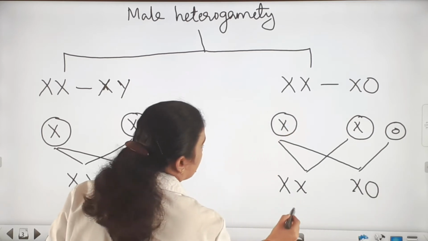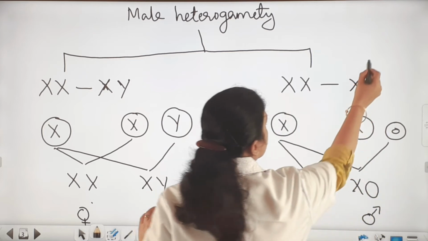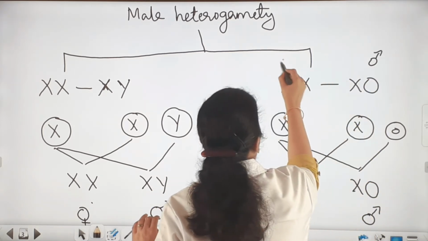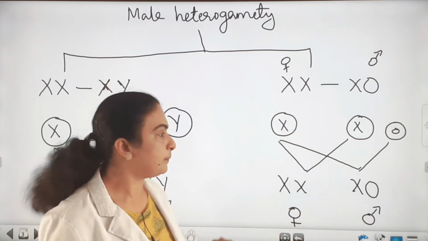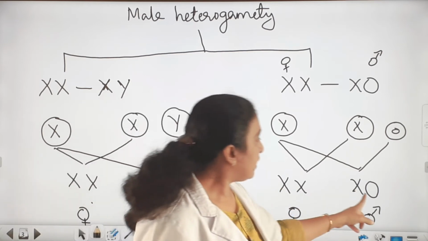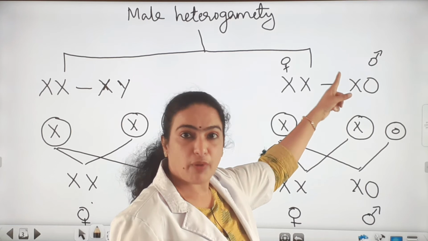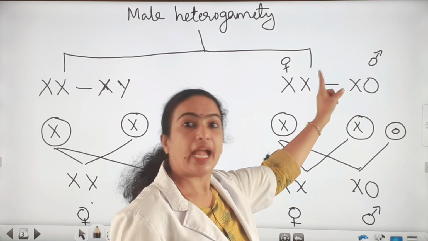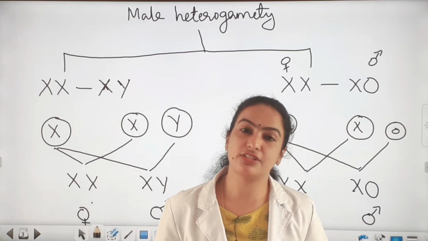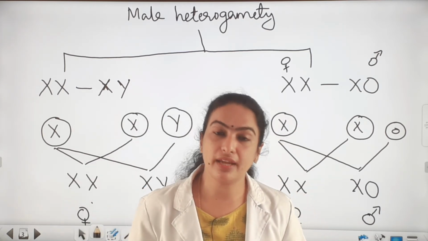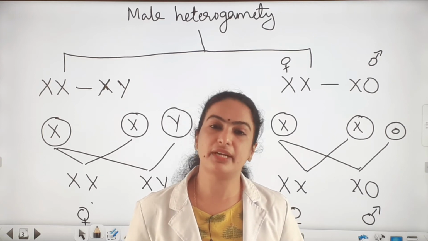So here the child is female, here the child is male, because this is the male character and this is the female phenotype. Is it clear? And here the sex of the offspring is determined by the parent who is having heterogamete. The homozygous parent does not determine the sex of the offspring. Only the heterogametic parent can determine the sex of the child.